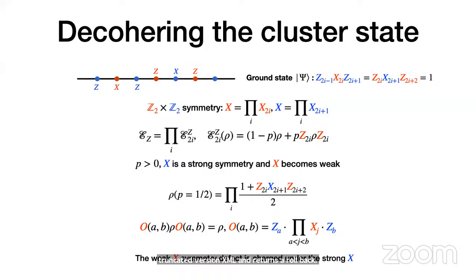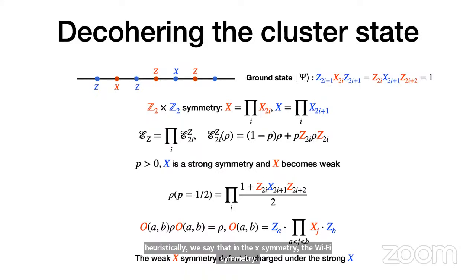So pictorially or heuristically, we say that the X symmetry, the weak X symmetry, its defect is charged under the strong blue X. Okay.